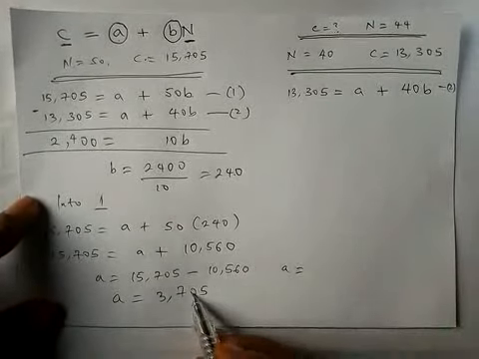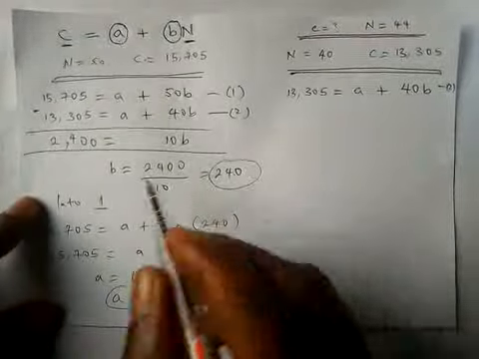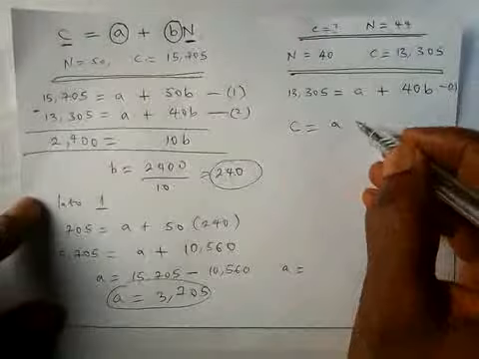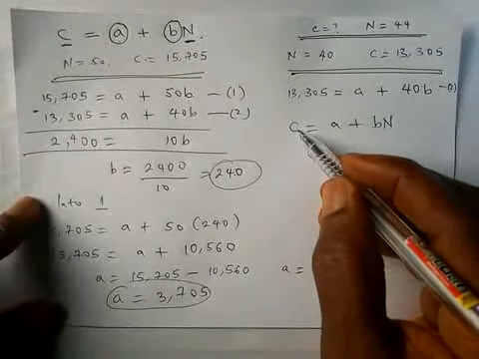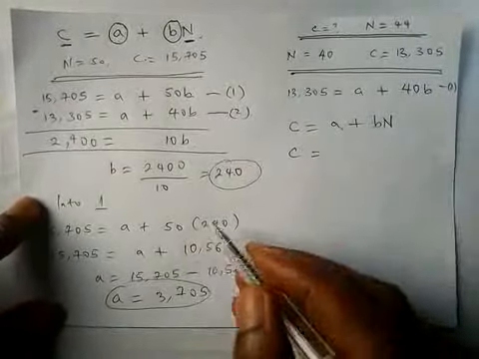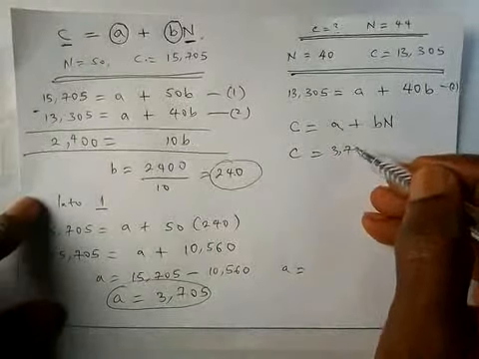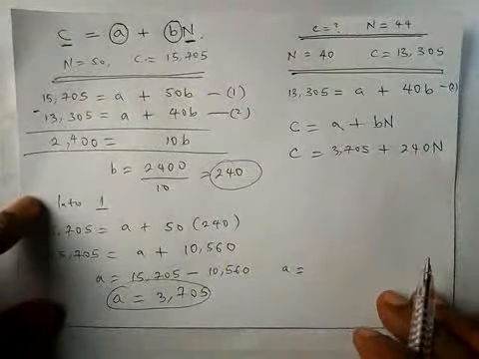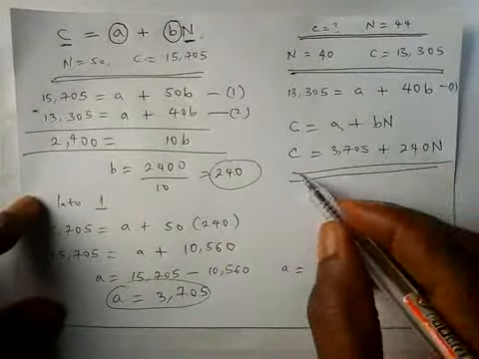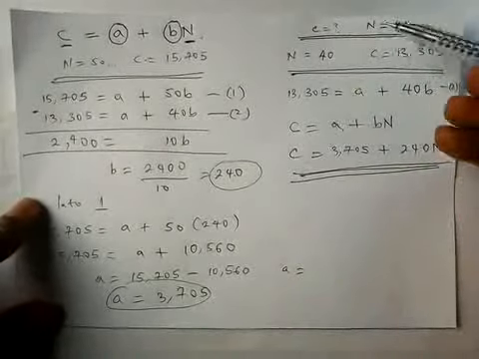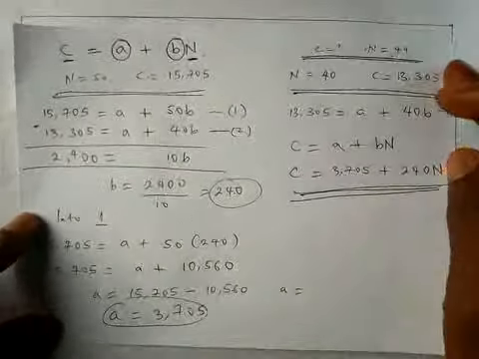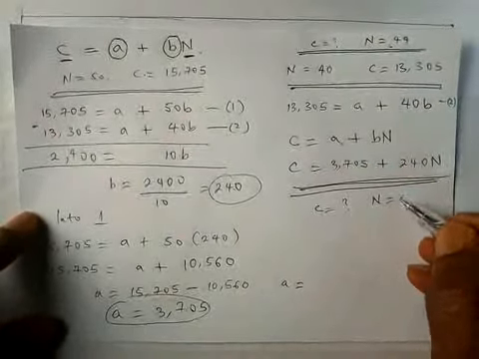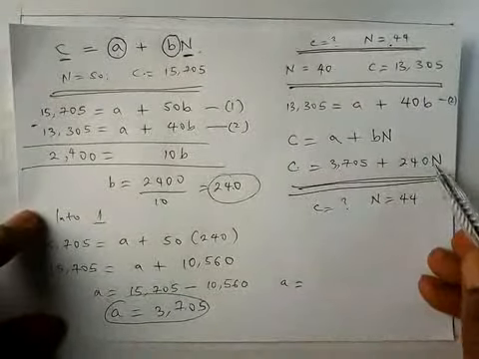Okay, so if A is this and B is this, we can substitute here to get the relationship, meaning that C is equal to A plus BN becomes C is equal to 3,705 plus 240N. This is the relationship. With this relationship, we can now solve for C when N is 44. So I can get C when I put 44 here.